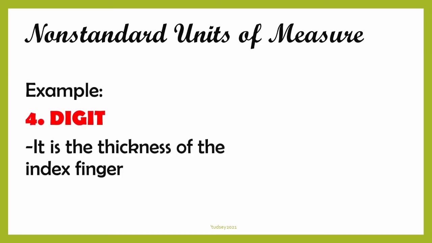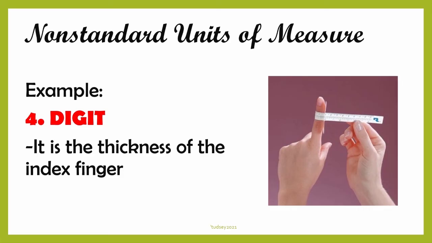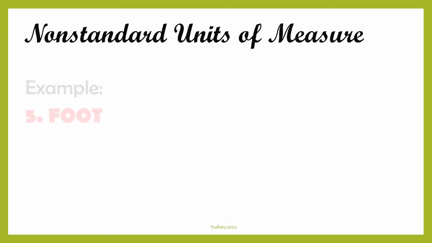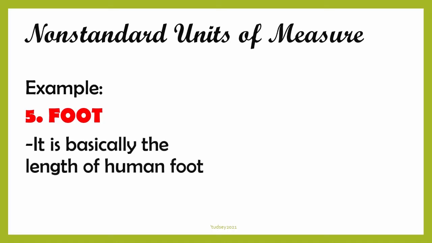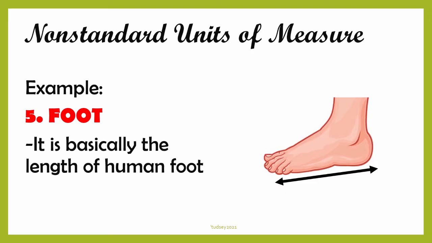The fourth one is digit. It is the thickness of the index finger. Kindly check the picture to show what digit is. Number 5 is foot. It is basically the length of human foot. Kindly check the picture to see what foot is.